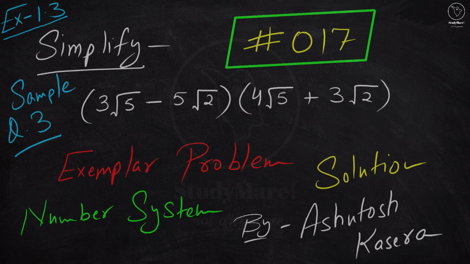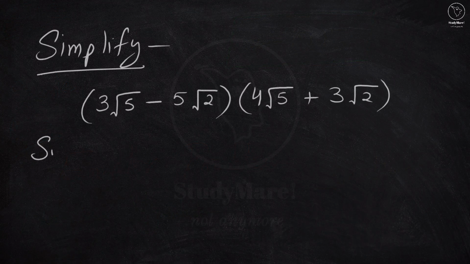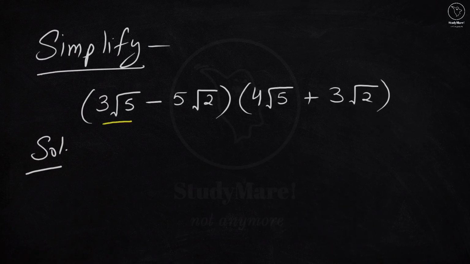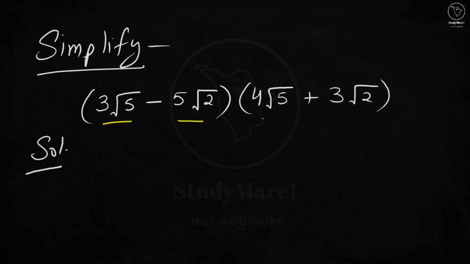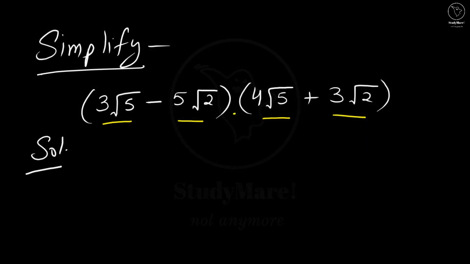Simplify 3 root 5 minus 5 root 2 into 4 root 5 plus 3 root 2. Let us solve this question. We have two terms here and two terms here, and there is a multiplication sign in between.